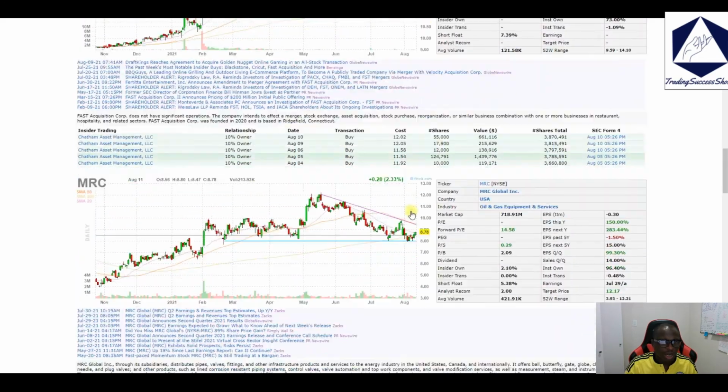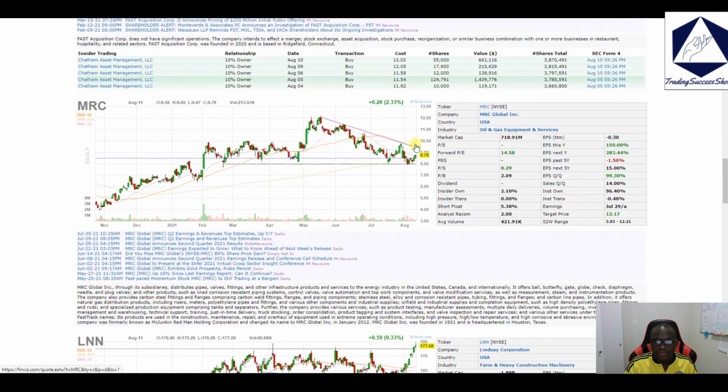This is acquisition cup. MROC, this one too, this is an oil and gas equipment servicing company, and look at how we're bouncing right off the support, which also coincides with our 200 moving average. So right now I'll be expecting price to push into this resistance of 950, 940 or so.